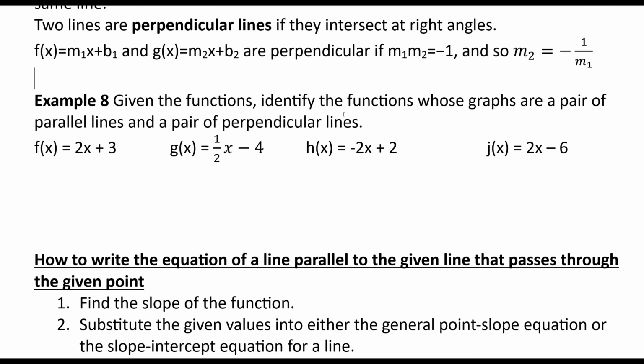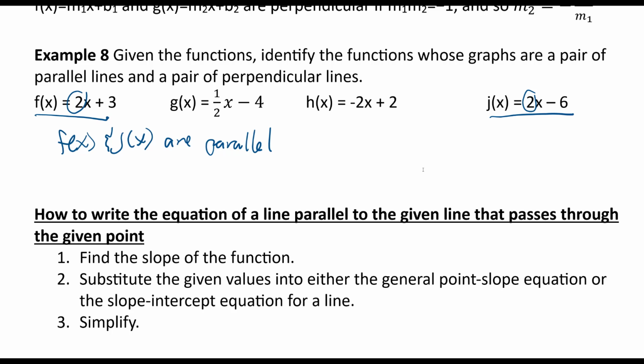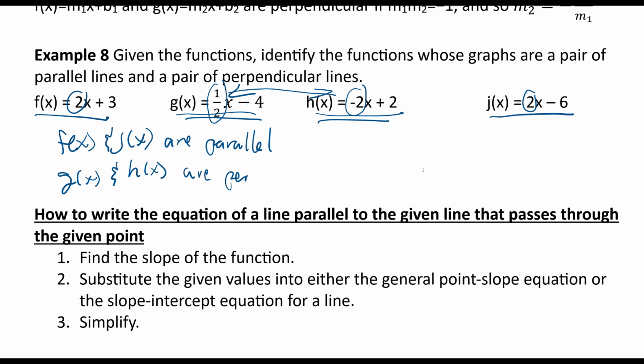Given the functions, identify the functions whose graphs are a pair of parallel lines and a pair of perpendicular lines. So what I'm looking through here, f of x is 2x plus 3 and j of x is 2x minus 6. They both have the slope of 2, so f of x and j of x are parallel. Then if we look at g of x and h of x, we have the slope of 1/2 versus -2. These are negative reciprocals, so g of x and h of x are perpendicular.